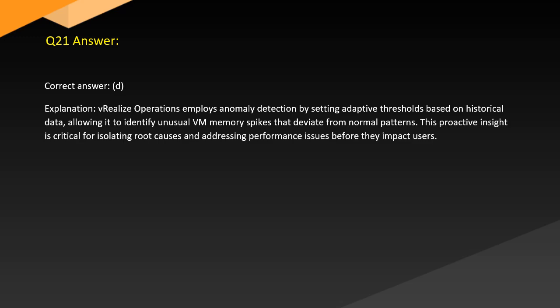Answer. Correct answer: D. Explanation. Realize Operations employs anomaly detection by setting adaptive thresholds based on historical data, allowing it to identify unusual VM memory spikes that deviate from normal patterns. This proactive insight is critical for isolating root causes and addressing performance issues before they impact users.